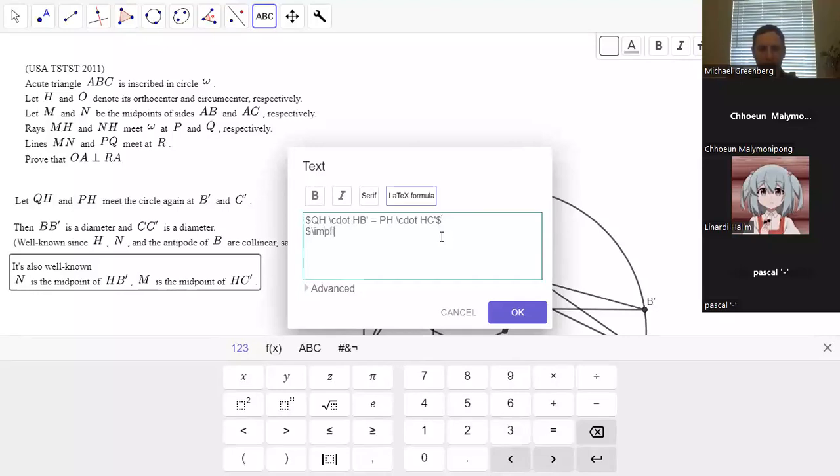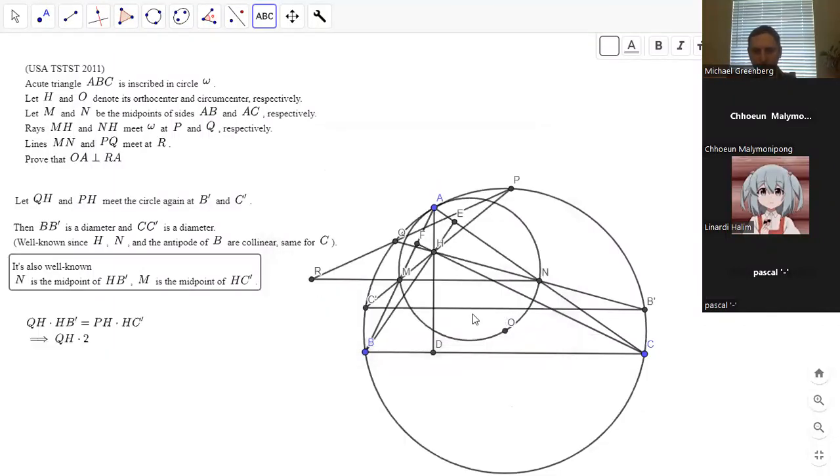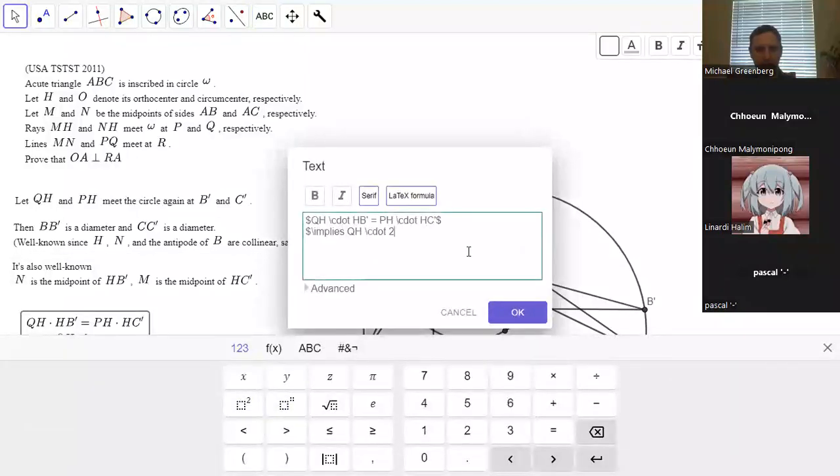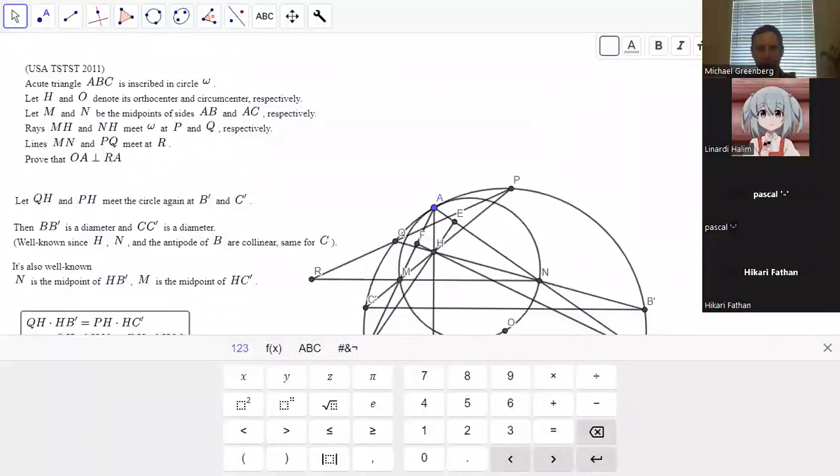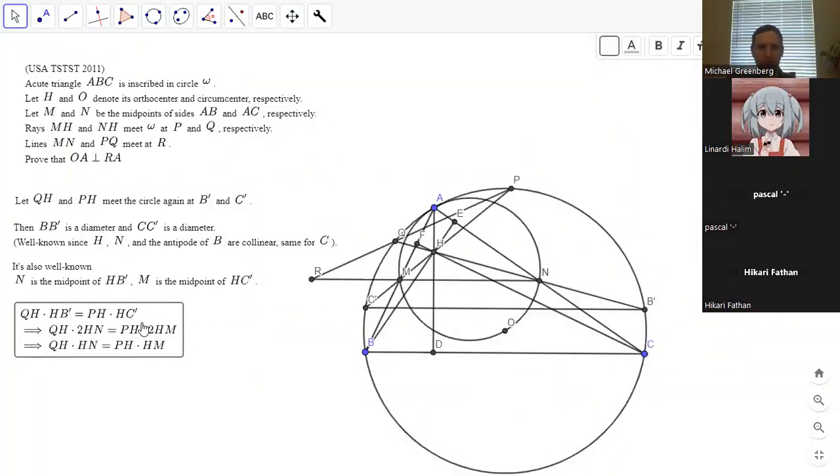And that's the same as saying that QH times 2HN is equal to PH times 2HM. And that just means that QH times HN is equal to PH times HM. And that means that we have a cyclic quadrilateral, so QMPN is cyclic.